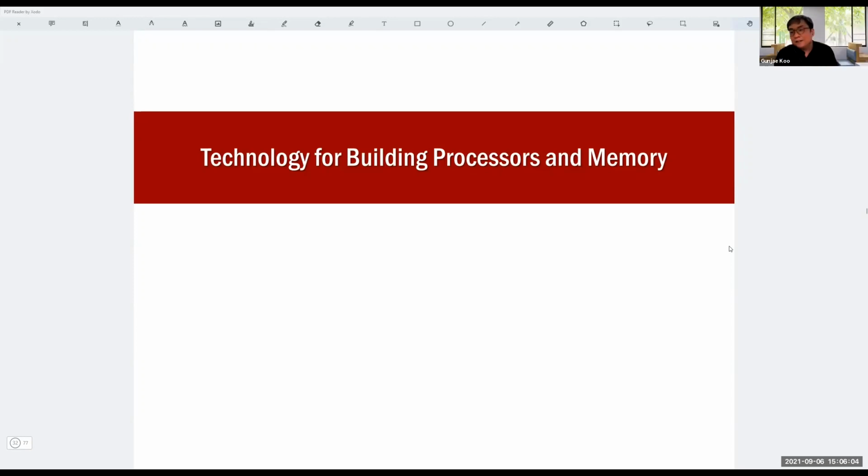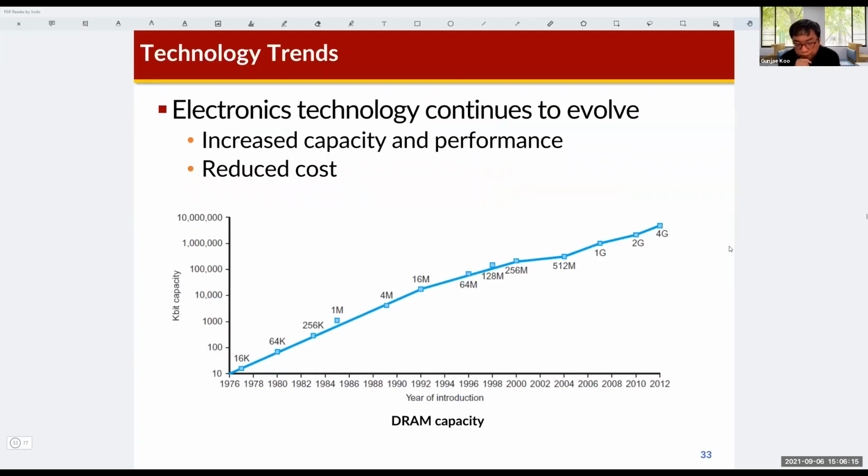Okay. I will briefly explain some technology behind the processor and memory. This graph shows the capacity of the DRAM. As you can see, the capacity increases linearly. Linearly? No. If you see this graph, you need to focus on the scale of the y-axis. Also, we need to focus on the scale of the x-axis.